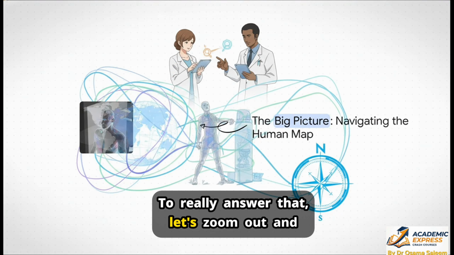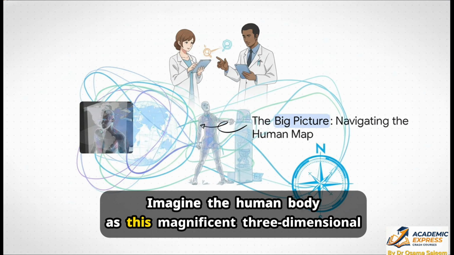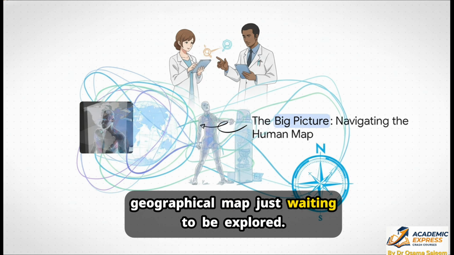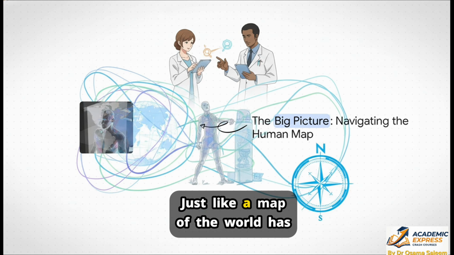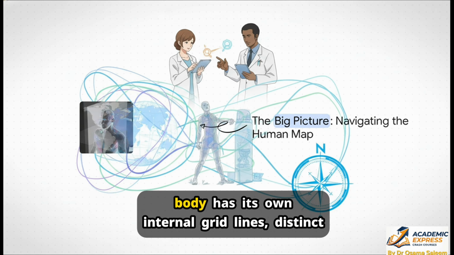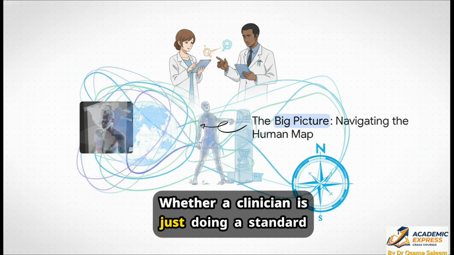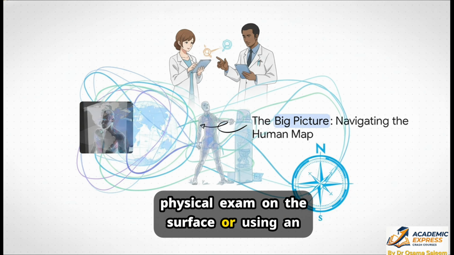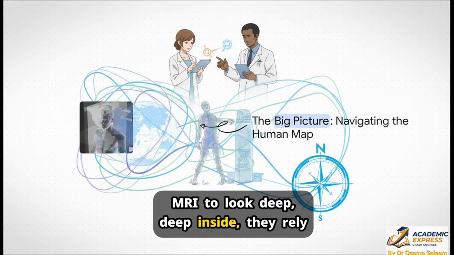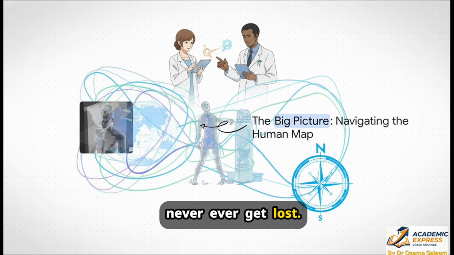To really answer that, let's zoom out and look at the big picture. Imagine the human body as this magnificent three-dimensional geographical map just waiting to be explored. Just like a map of the world has an equator, hemispheres, longitude, and latitude, the human body has its own internal grid lines, distinct regions, and a universal clinical compass. Whether a clinician is just doing a standard physical exam on the surface or using an MRI to look deep inside, they rely on this exact same cartography to ensure they never, ever get lost.